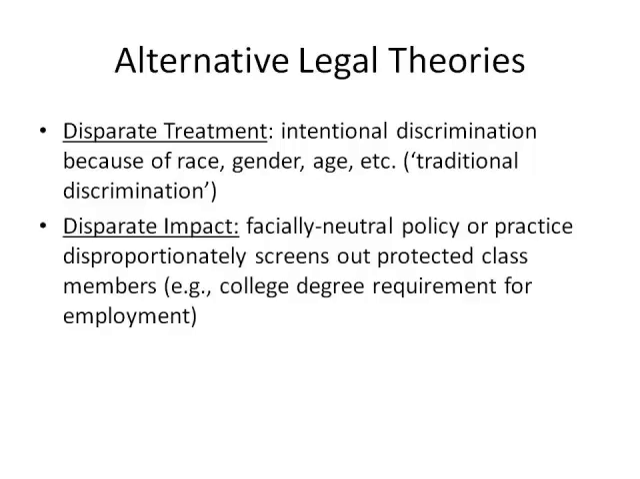The other theory is disparate impact. Disparate impact is when a facially neutral policy or practice disproportionately screens out protected class members. One example of a disparate impact claim would be college degree requirements for employment, and we'll actually talk about that specific example a little bit later in the presentation.